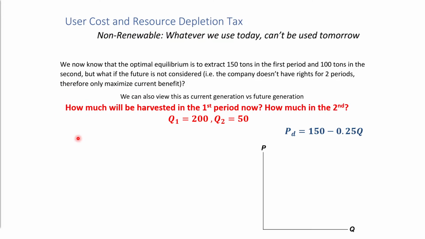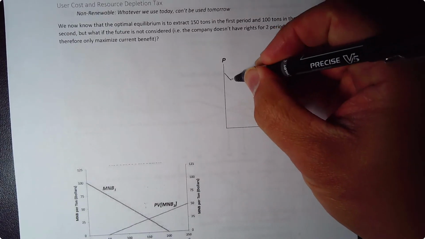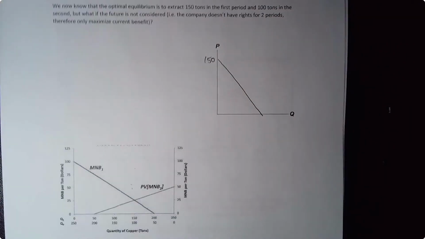So let's consider the demand curve, right? This demand curve represents the market demand. It will give us the price. So we can go ahead and draw a line just to indicate the demand curve here. This is 150.